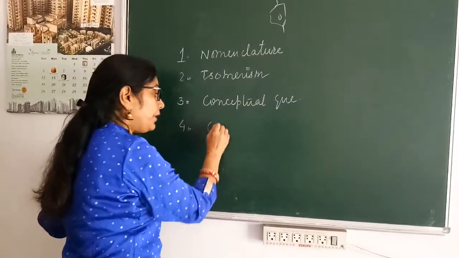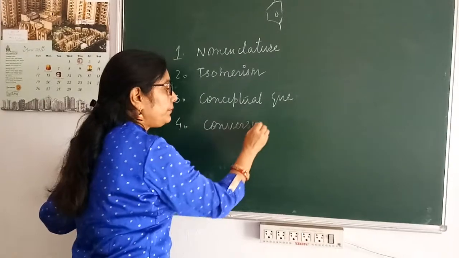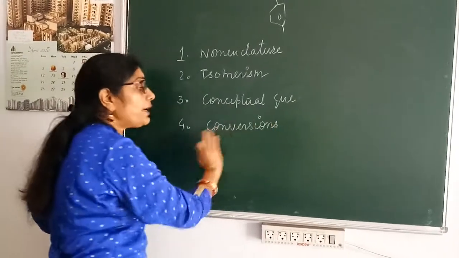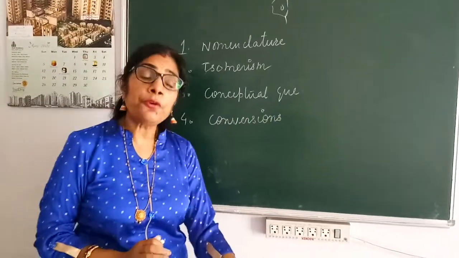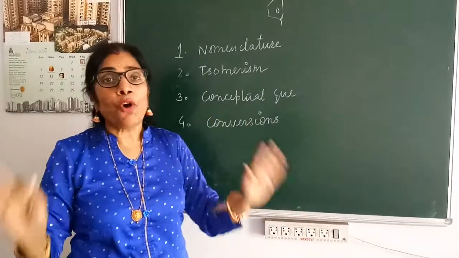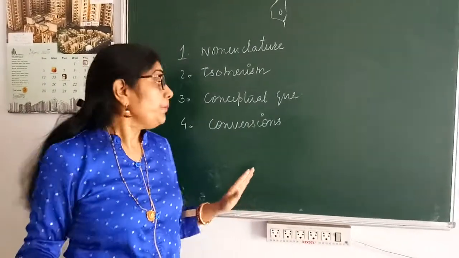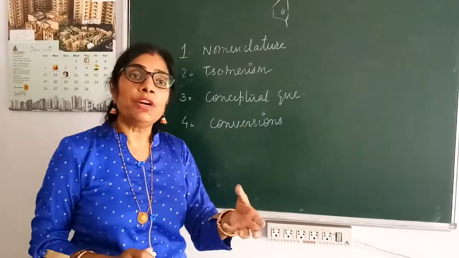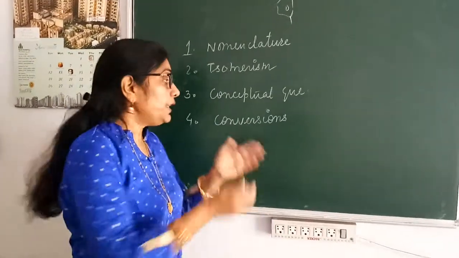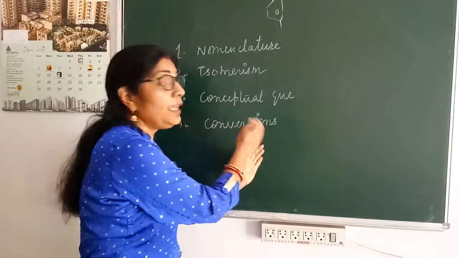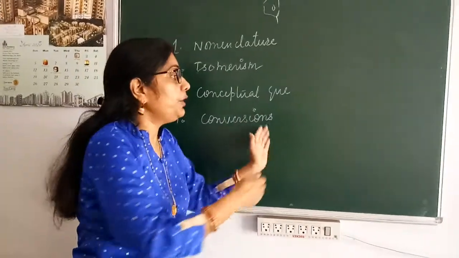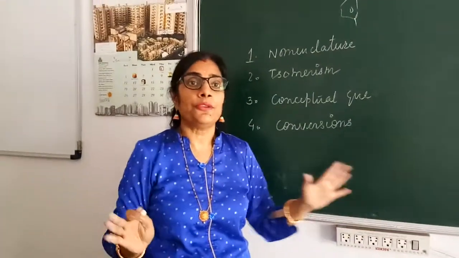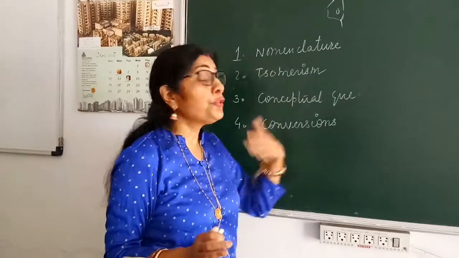Next is conversions, and for conversions you have to be thorough with all the reactions whatever we could discuss so far. Suppose you are asked to convert benzene to biphenyl. So first of all benzene to chlorobenzene, then by using Fittig reaction, sodium in presence of dry ether, 2 moles, you will get biphenyl.